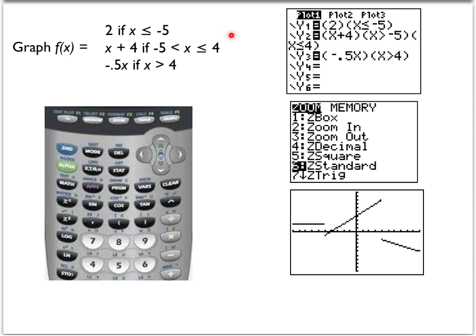The other tricky part is when you get to the second option here, which is the interval between negative 5 and positive 4.